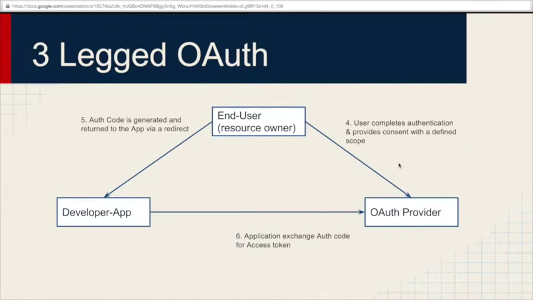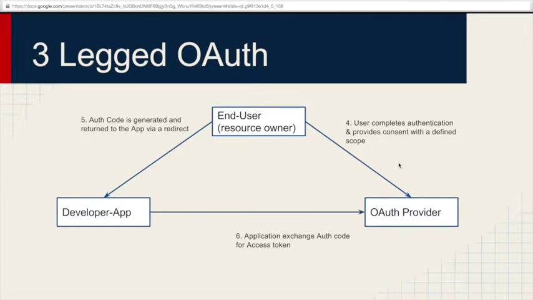In this redirect URI, the developer app then extracts the OAuth code. The OAuth code signifies that the end user actually is authenticated for this purpose. With that OAuth code, the developer app then goes back to the OAuth provider to obtain an access token. This access token request happens behind the scenes. It does not interact with the end user in any way.